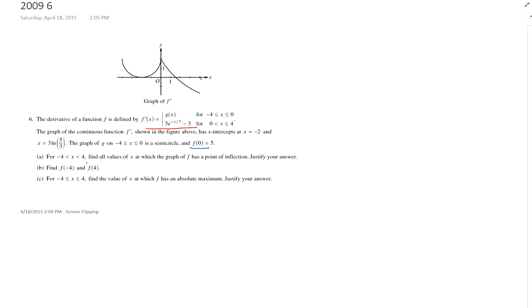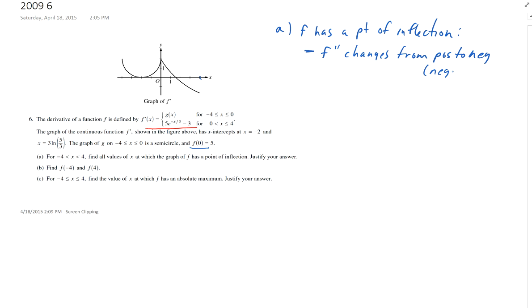So A, -4 to 4, find all values at which f has a point of inflection. So a little bit of review real quick. F has a point of inflection. That means two things, or you can view it two ways. That means f double prime changes from positive to negative, or negative to positive. That's one way to figure that out.